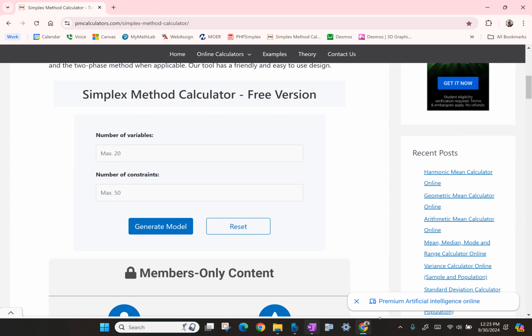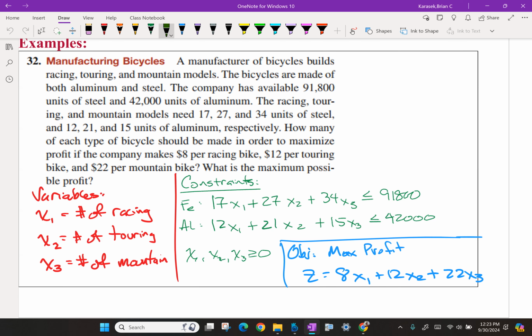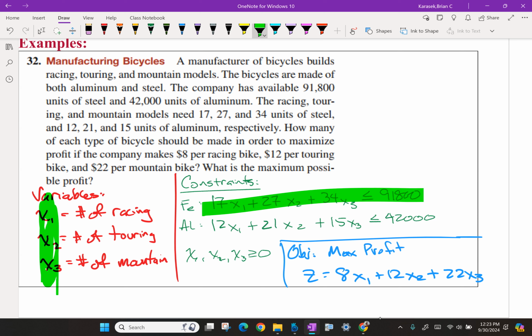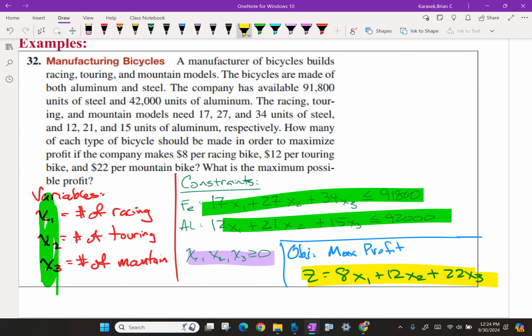So I'm going to click back over. We're going to solve this problem, which I've got set up here. You'll see that we have 3 variables, and we also have 2 constraints. Now I know that technically, while these are also constraints, we don't have to list them as constraints. The system will set that up for you. And we also have our objective function down here.